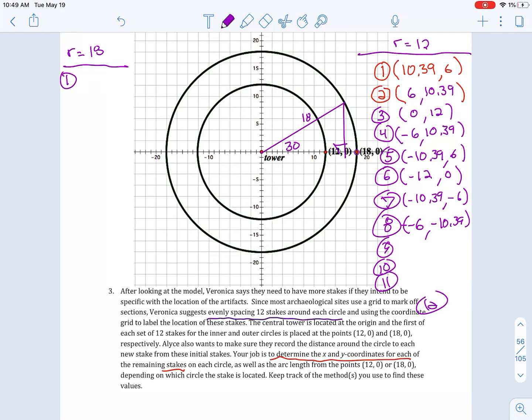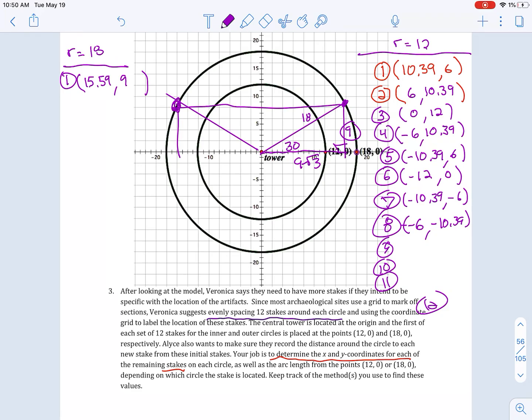So for stake 1, what would we then have? Well, my short leg is half, and my long leg is the short leg times the square root of 3. So what does that give me for stake 1 for the other circle? Well, it would be 9 times the square root of 3 over, give me just a moment, please. And that would be 15.59 over, and then 9 up. And then just keep in mind as you're going that that's going to mirror this stake over here, okay? Because these two would come straight across.